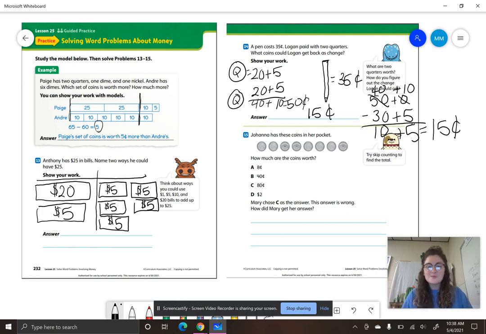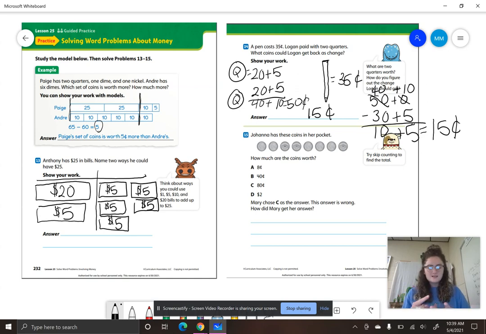All right, let's wrap it up with number 15. It says Joanna has these coins in her pocket. How much are the coins worth? Ooh, and our cute little dog says, try skip counting to find the total. Oh, all right, so I'm going to look really close. Now, all of these are the same coin. I look closely. They all have the same back, so it's not a quarter because we know quarters can have different backs on them, right? The back side of a quarter is different. And it's also not a dime because a dime is the smallest coin that looks silver.